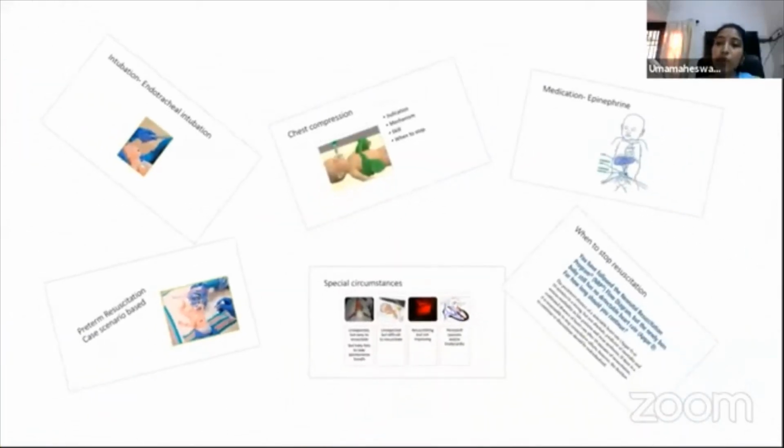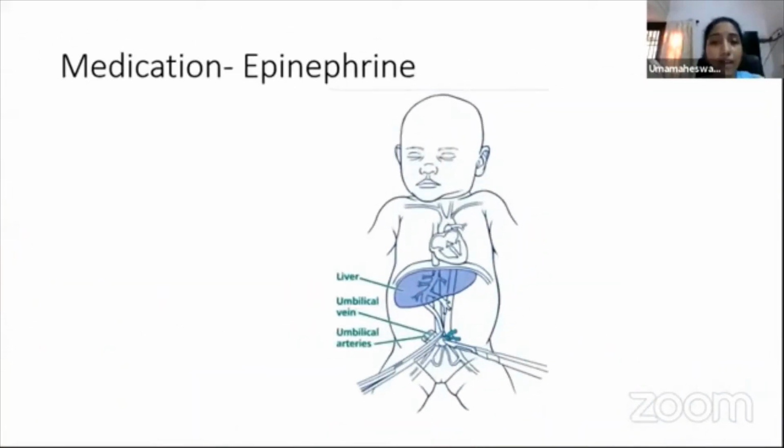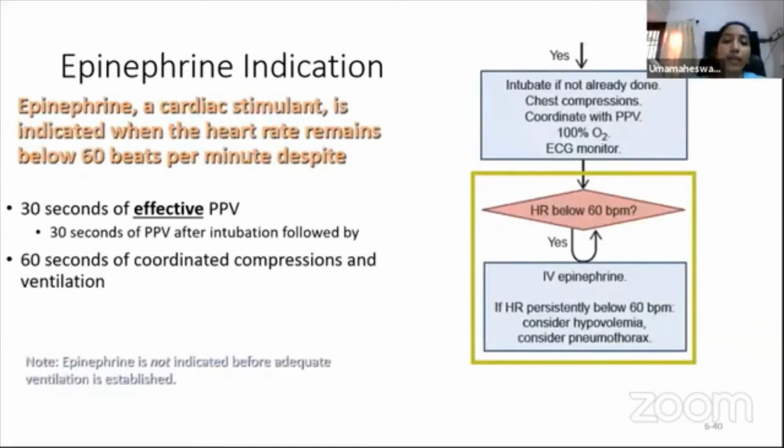So next we are moving on to medication. I will put here epinephrine alone as medication. Purposely, I did not put normal saline in the title, because normal saline warrants assessment for volume, and only if the volume is depleted do we need to give normal saline. So the indication would be 30 seconds of PPV after the intubation, followed by 60 seconds of coordinated chest compression and ventilation. This is when one has to consider epinephrine.